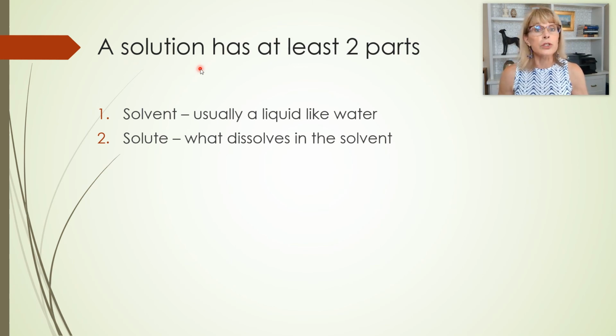We're dealing with lots of solutions this week in lab. And what's a solution? A solution always has got two parts. It has one part that is called the solvent. The solvent is usually a liquid, and in biological systems, it's usually water. A solvent doesn't have to be water, it doesn't even have to be a liquid. But in biological systems, we're usually talking about water. And then there is the solute. And a solute, or it could be more than one, is what dissolves in the solvent.